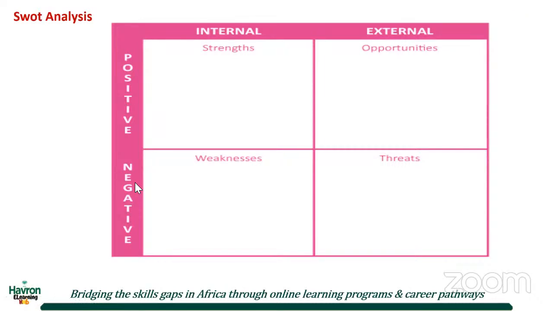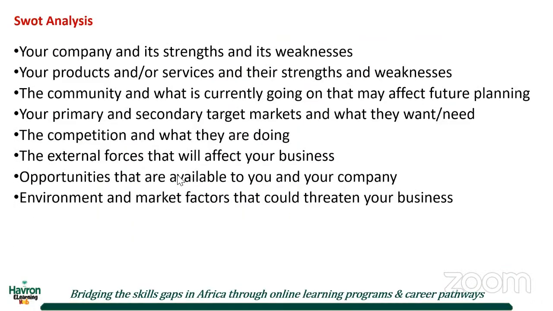So now we have a SWOT analysis, which one should consider. Your company and its strengths and weaknesses, consider this. Your products and services and their strengths and weaknesses, consider this. This is a checklist, and so on and so forth. Then the environment and market pressure that could threaten you, depending on what you are working on. So this is just an example of what it should be.